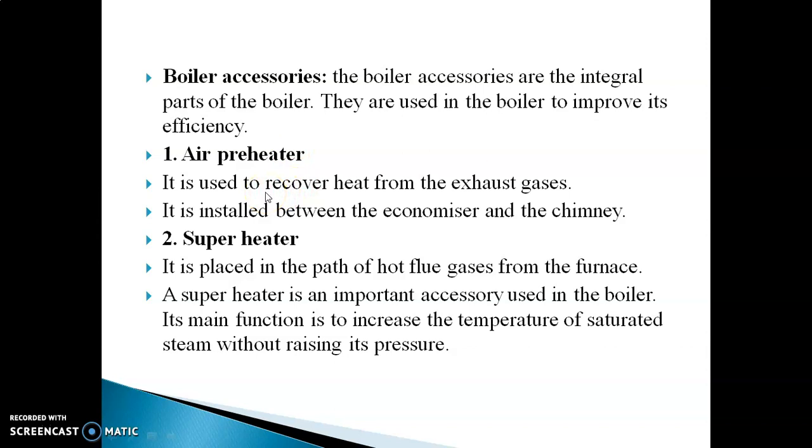Air preheater. It is used to preheat the air. It recovers heat from the exhaust gas. It is installed between the economizer and the chimney. Superheater. The function of superheater is to increase the temperature of the steam above its saturation point. The steam produced in the boiler has some moisture content. Superheater removes the moisture content.